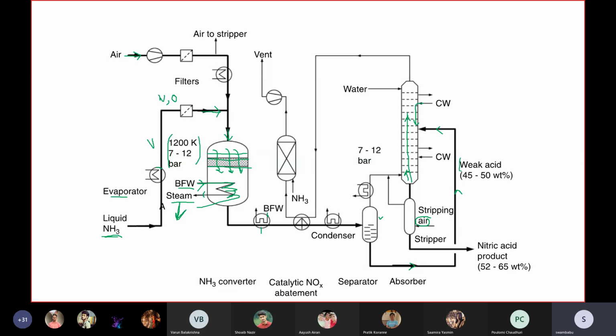Now you may ask, why is this weak acid formed? Because here we have NO and we have water. Since we are introducing air, some amount of oxygen is also present. This NO reacts with O2 and forms NO2. That NO2 reacts with water and forms HNO3. But that content will be very less. That percentage will be very less. That's why when you condense it, you will have some acid.